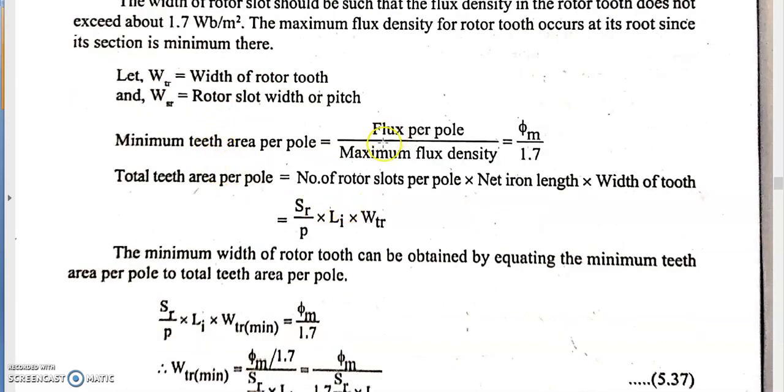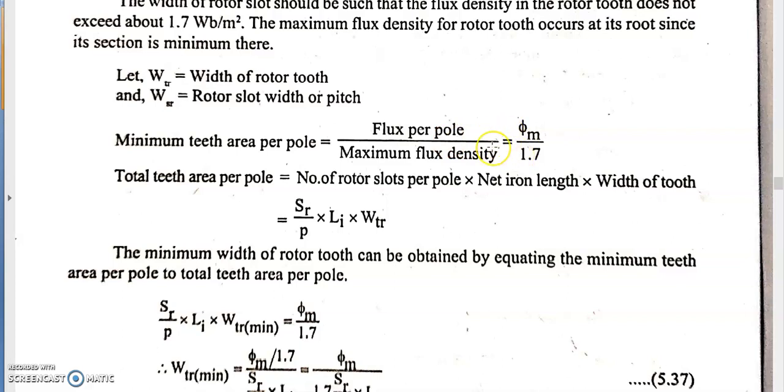And this flux also we know, Φm by 1.7. So that is the tooth area we are calculating by knowing the flux and flux density. So flux per pole is Φm, flux density is 1.7. That is the maximum flux density the rotor teeth can withstand. So by this we are calculating the minimum tooth area per pole.